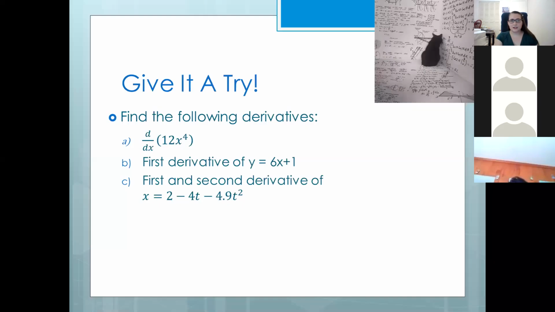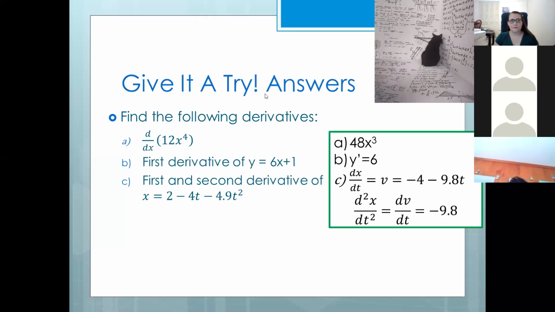All right, let's take a look at our answers. For part A, we're taking the derivative with respect to x. Again, we apply the power rule, bring the exponent down and multiply it by the coefficient, and then subtract 1 from the exponent. So the derivative of 12x to the 4th is 48x cubed. The first derivative of our function y, 6x plus 1, is 6. Remember, 1 is a constant, so when we take the derivative, it goes to 0.